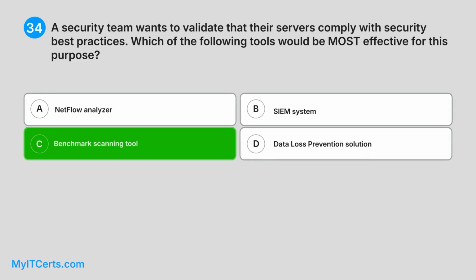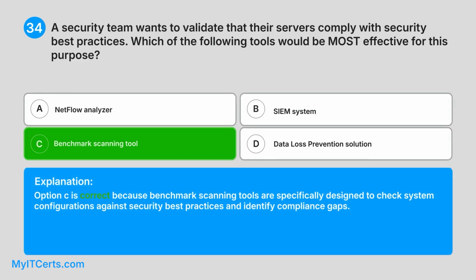Correct answer: C. Benchmark scanning tool. Explanation: Option C is correct because benchmark scanning tools are specifically designed to check system configurations against security best practices and identify compliance gaps.